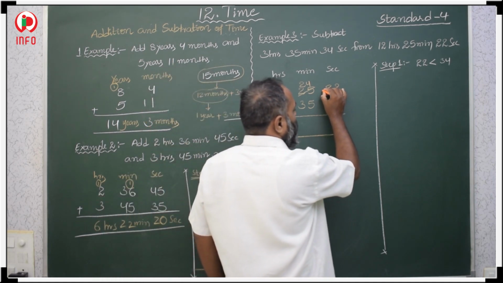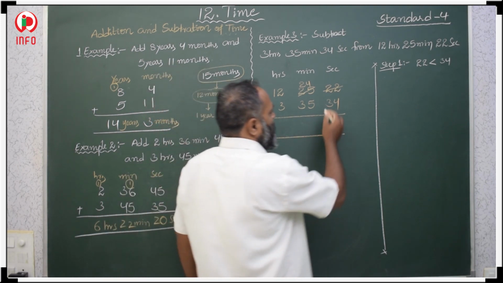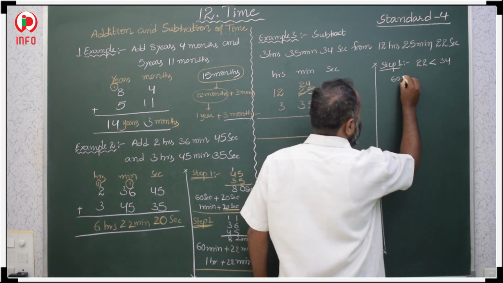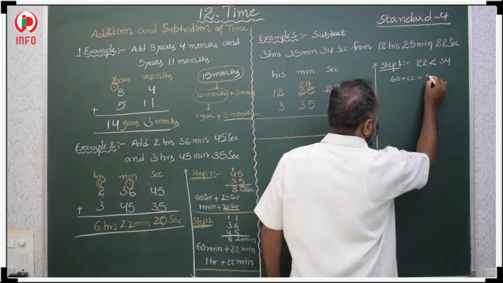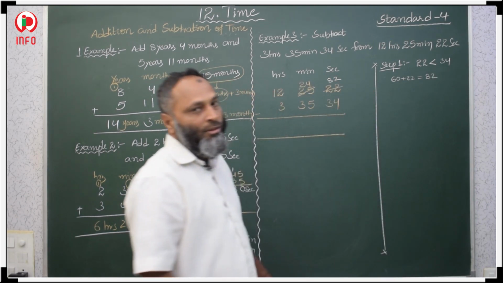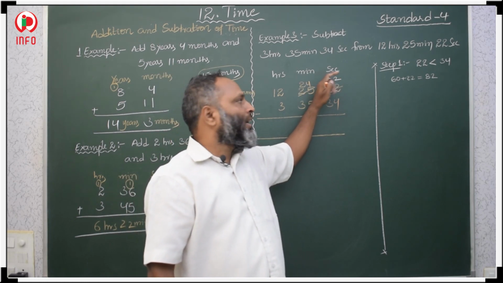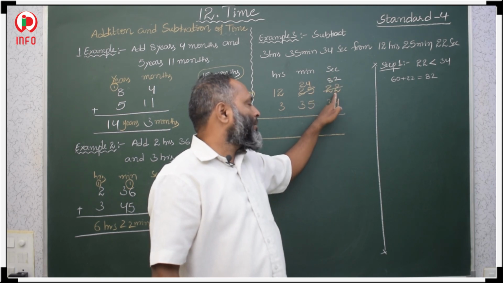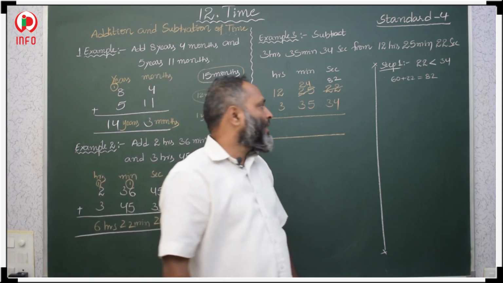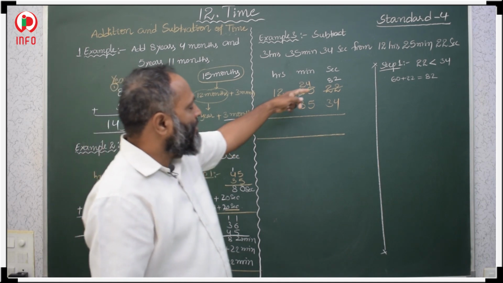Then 1 minute is equal to 60 seconds. If you borrow 1 minute, that is 60 seconds plus 22 seconds. 60 plus 22, 82. You will get 82 seconds.